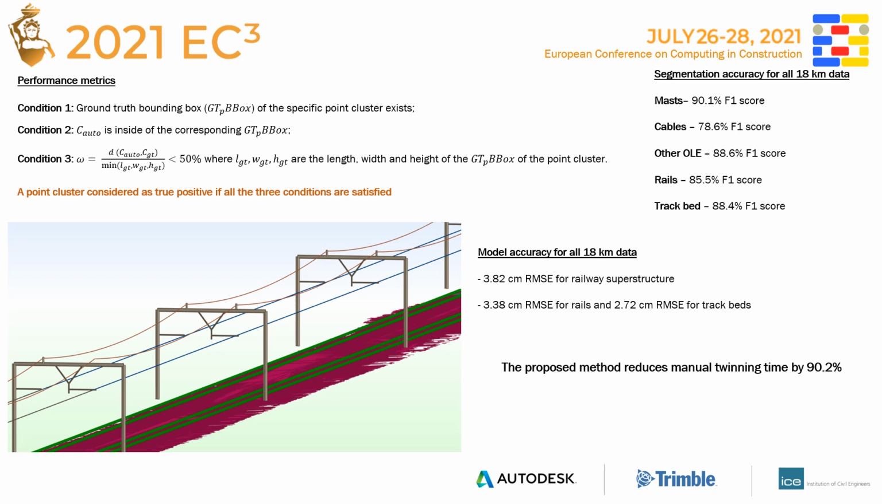Initially, we converted the ground truth models and the automated models into point cloud format. The evaluation method computed the root mean square error between each unit of automated models of track elements and the corresponding ground truth models. The average model distance between the two for all 18 km was 3.82 cm root mean square error for railway superstructure elements, 3.38 cm for rails, and 2.72 cm for track beds. The proposed method reduces manual twinning time by 90%. So this implies that our proposed framework outperforms the manual operation, fulfilling the main objectives of our research.